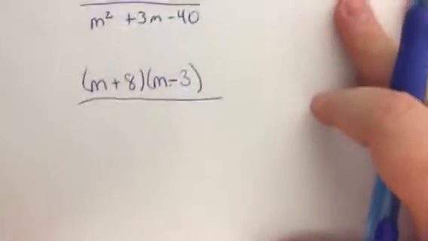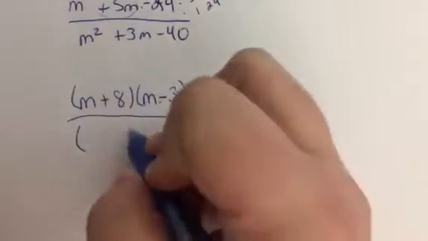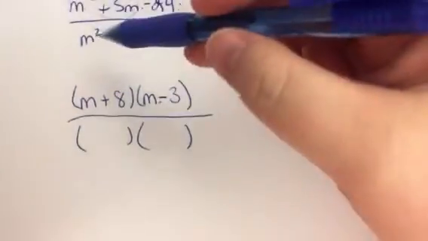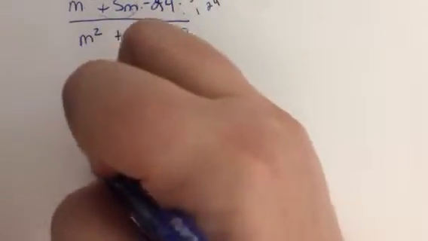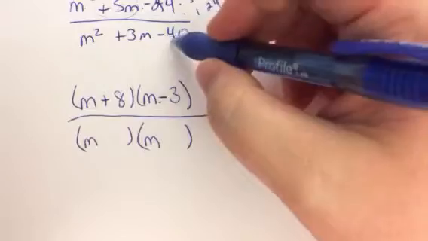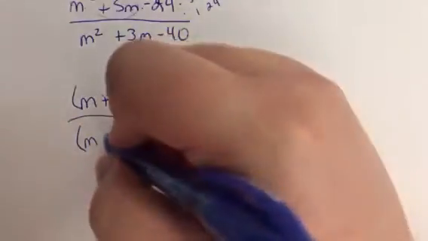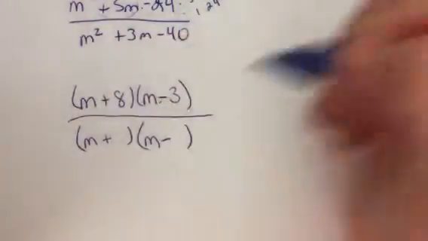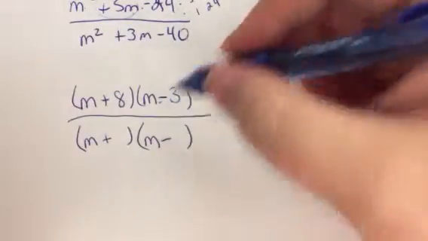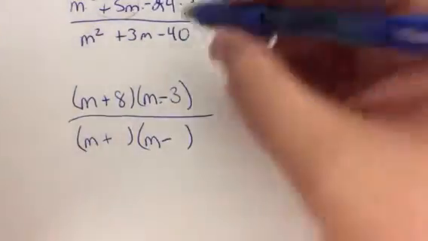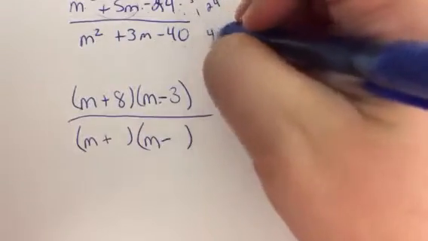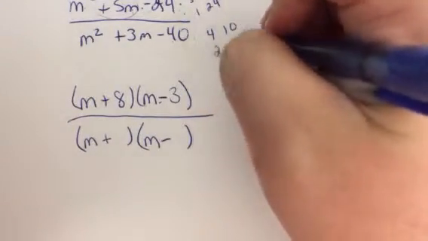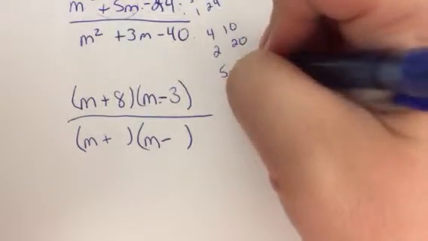Now let's do the same thing for our denominator. All right, so we have m squared plus 3m minus 40. What times what gives us m squared? We have m and m. Again, our third term is negative, so one set of parentheses is going to have a plus sign, one is going to have a minus sign. Okay, so now let's look at that 40. Again, what times what is going to give us negative 40? So we have 4 and 10, we have 2 and 20, we have 5 and 8.